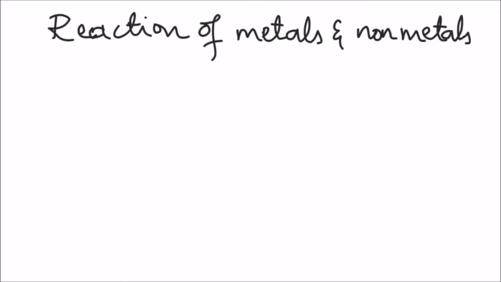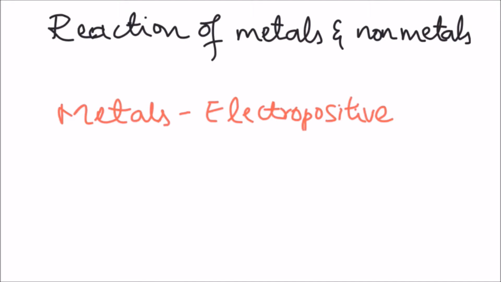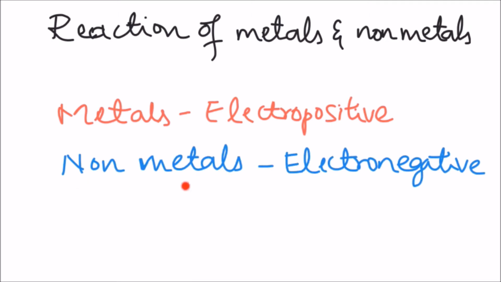Let's look at the reaction of metals and nonmetals. Usually metals are electropositive in nature, which means they will readily give out electrons, whereas nonmetals are electronegative in nature, which accept electrons to go to a stable state. Now let's look at an example of sodium and chlorine reaction.